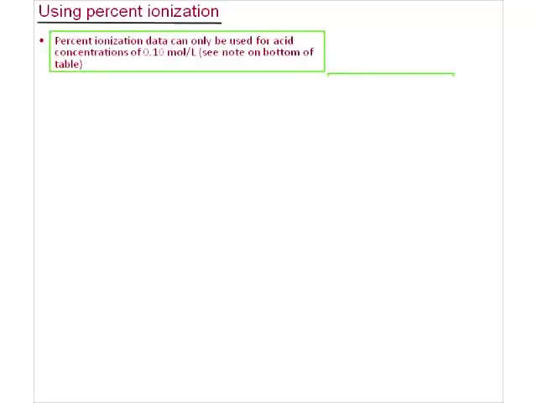Now, one of the things about percent ionization is that these values can only be used for acid concentrations where the initial concentration is 0.1 mole per liter. There's a note on the bottom of your acid-base table. If you go check that out, you'll see that the percent reaction values, or the percent ionizations, are based on the idea that the initial concentration has to be 0.1 mole per liter. If there's any other concentration that we have, then we cannot use percent ionization values.